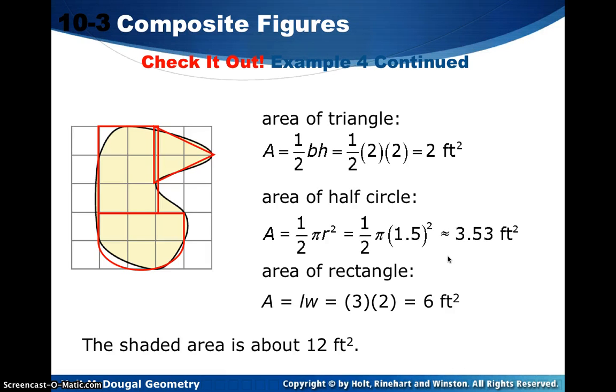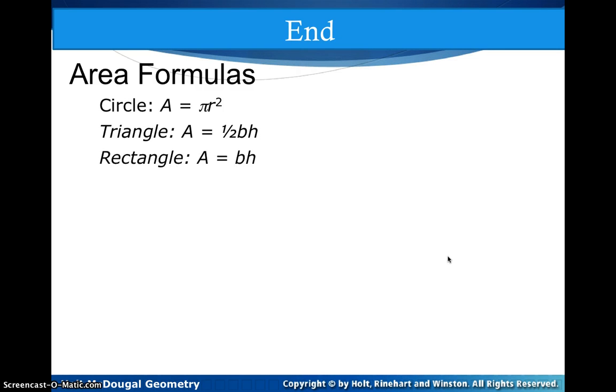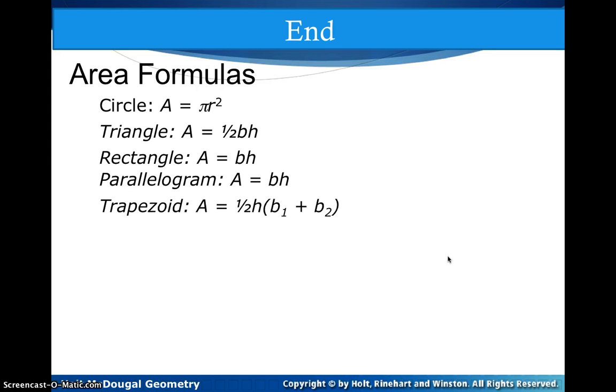So in this lesson, the main thing that you need to know is you need to remember all your area formulas. The area of a circle is pi r squared, a triangle is 1/2 base times height, and rectangle and parallelogram are the same. And the area of a trapezoid is 1/2 height times base 1 plus base 2. All right, so great.